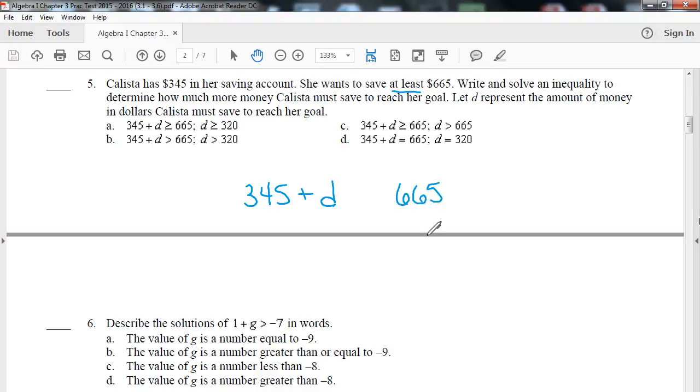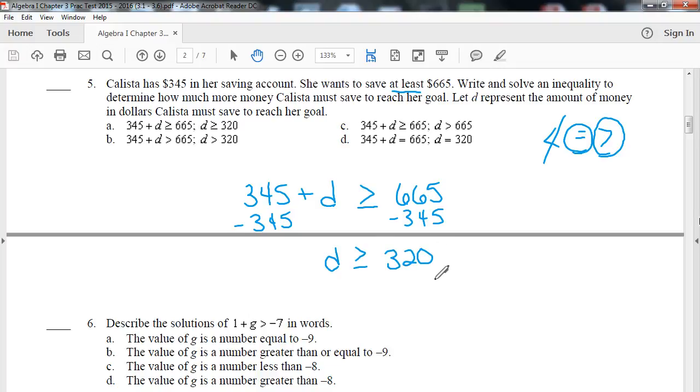$665. So the question I always ask myself here: we know that it could be less than, equal to, or greater than, or some combination. So would she be happy with less than $665? The answer is no. She would be happy with equal to, she would be happy with more than. So that's going to be our greater than or equal to symbol. And then to solve that, we would subtract 345 from each side, which would be D is greater than or equal to $320 more. It's going to be option A.